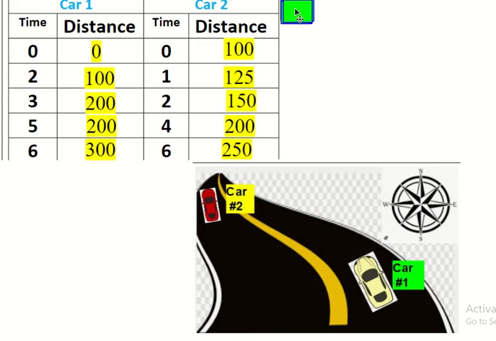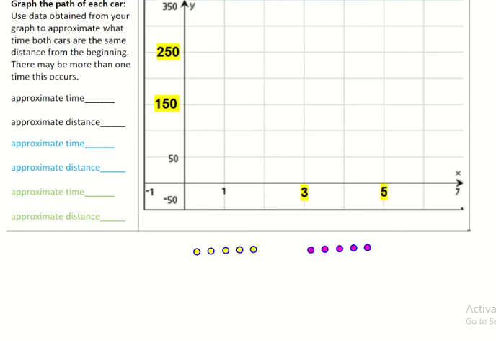So now we're going to use this data to plot this information on the coordinate plane. So again, I want to start with car 2 because we know that it started at 100. And every hour it's going an extra 25 miles. So the first hour it's at 125. So this is 1 hour, and 125 is halfway to 150.